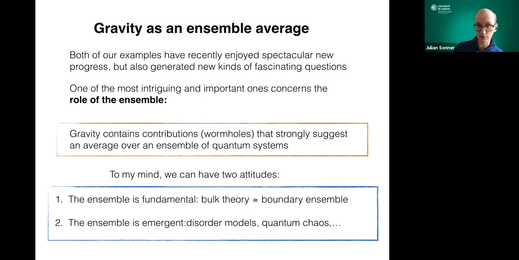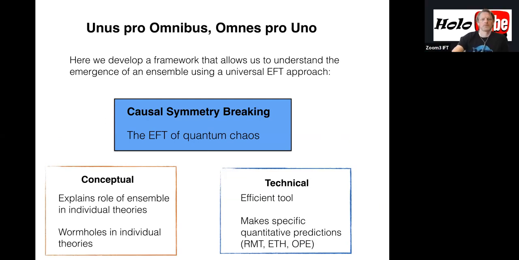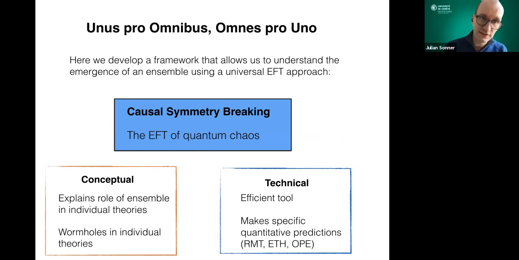This leads me to quantum chaos. So much for the background. Here is basically an advertisement of the results. The slogan that I have chosen for this is from Dumas, one for all, all for one. The reason being that one theory can look like a whole ensemble of theories, and a whole ensemble of theories can be associated with one particular theory. And so this is the idea of the emergent ensemble.